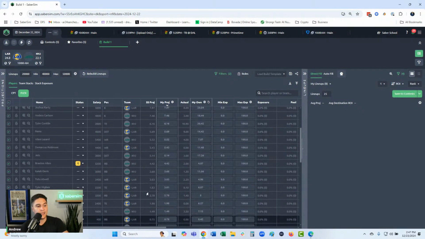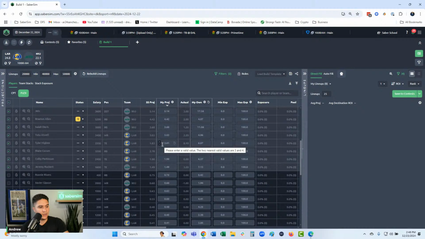So Higbee, he was at like a 1.8 projection. I bumped him to 3.01. Forget how I did that, but I'm almost positive it had something to do with, I think the builder had him equal with Parkinson and a little higher than Allen. All these guys are in the same range. And I'm like, you know what? I actually think he's going to come back and be more involved than the other two. So I made a personal change here, and it seems like the builder didn't like that.